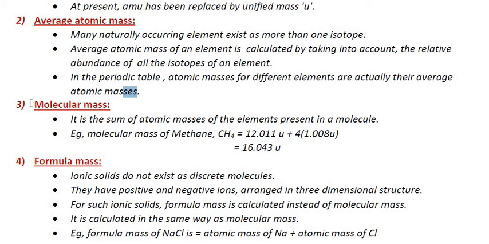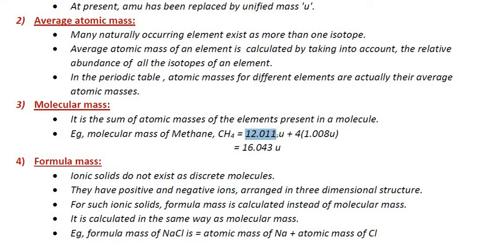Next is molecular mass. It is the sum of atomic masses of all the elements present in a molecule. I have taken an example over here as methane. Methane is made up of one atom of carbon and 4 atoms of hydrogen. So we have to sum up the atomic masses of all the atoms which are present in methane.